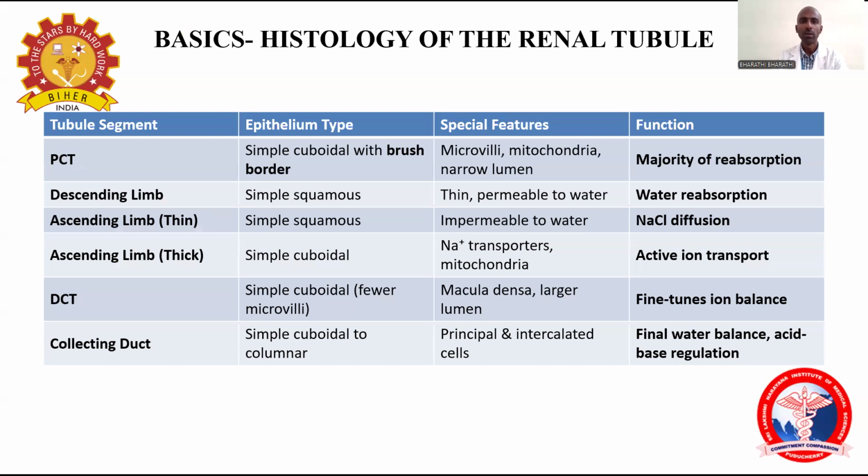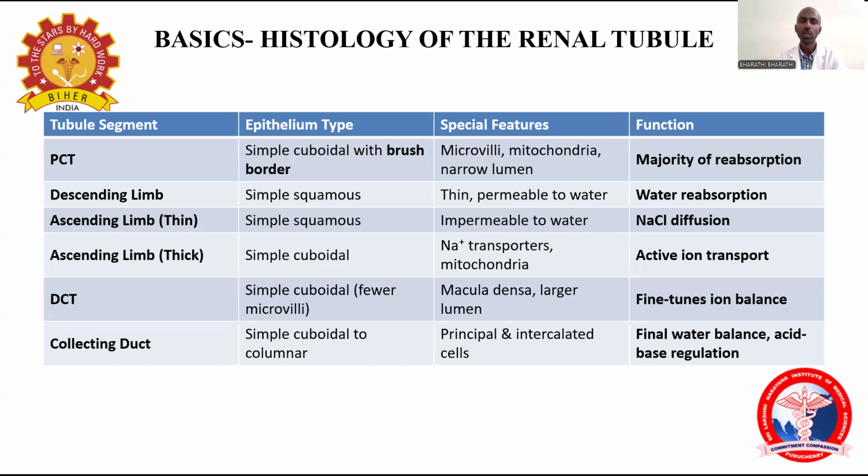Now we'll see the basic histology of the renal tubules. As we all know, the renal tubule has many parts like the proximal convoluted tubule, Henle's loop, distal convoluted tubule, and collecting duct. Each of these parts is lined by a different kind of epithelial cell.